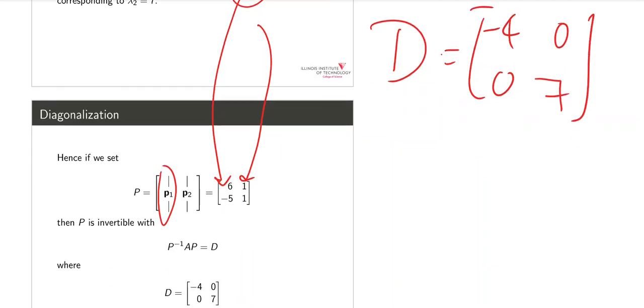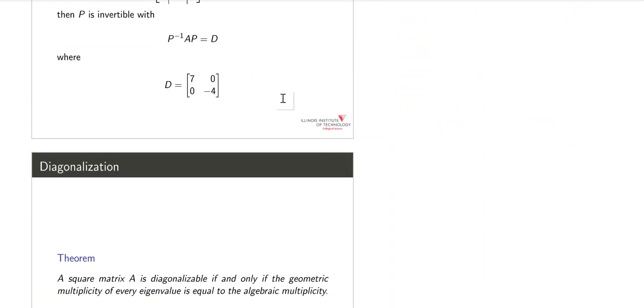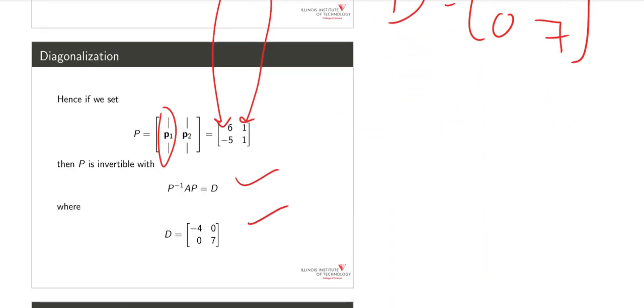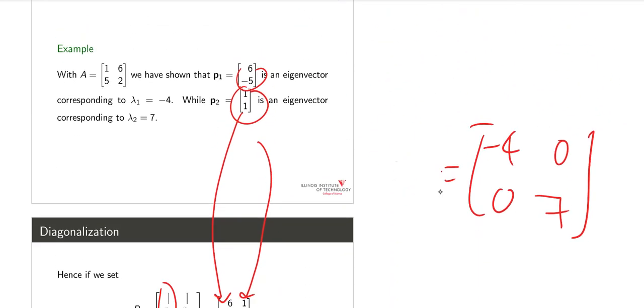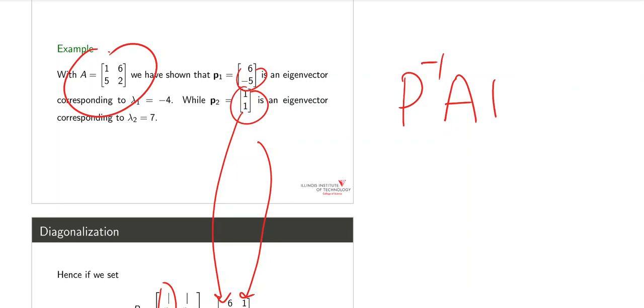Then by the theorem, you will know that for this matrix A, P inverse AP equals D, which means that this matrix A is diagonalizable.